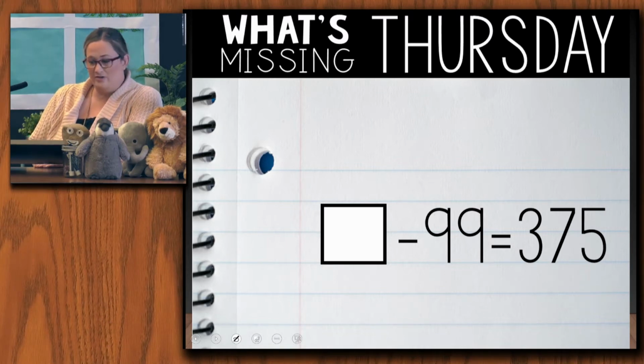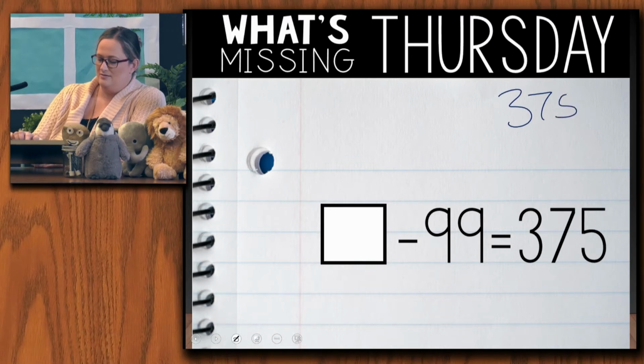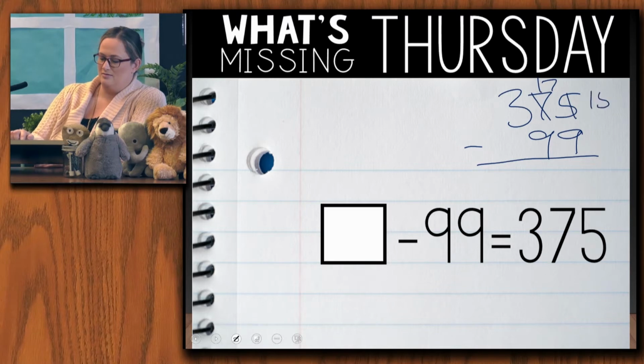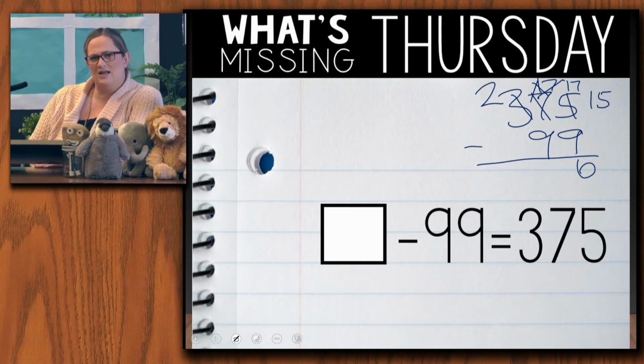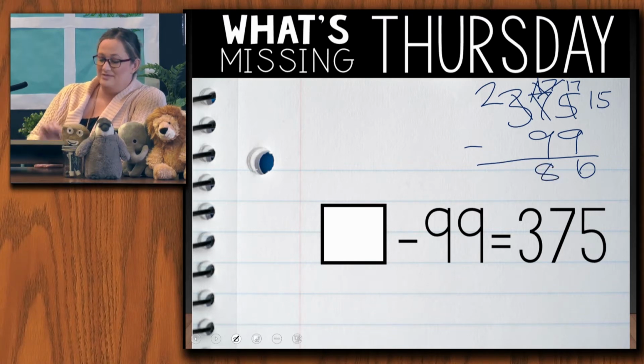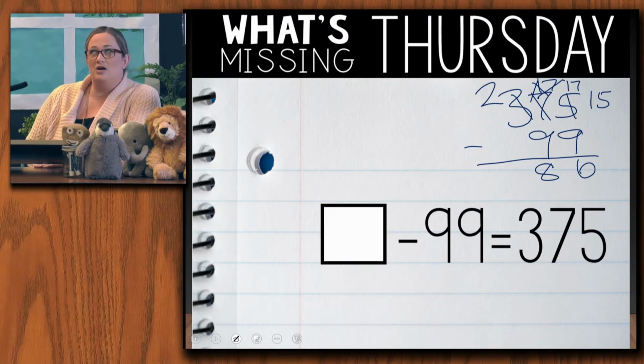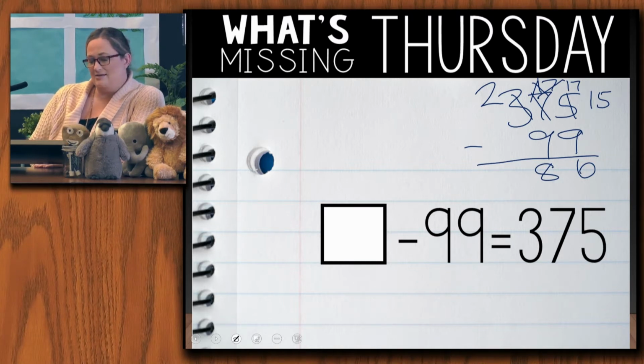Did anyone do standard algorithm in their head? Did anyone do this? That's not supposed to be, that's just 7. 2. 17. What's 17 minus 9? Do you know? Anybody? It's 8.